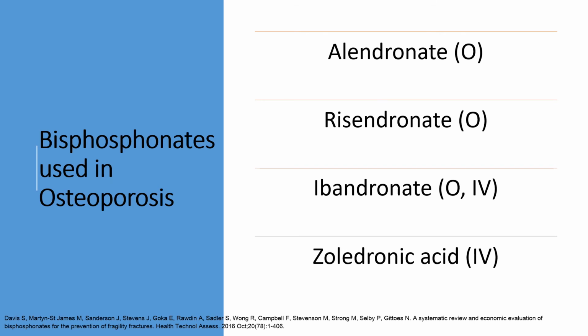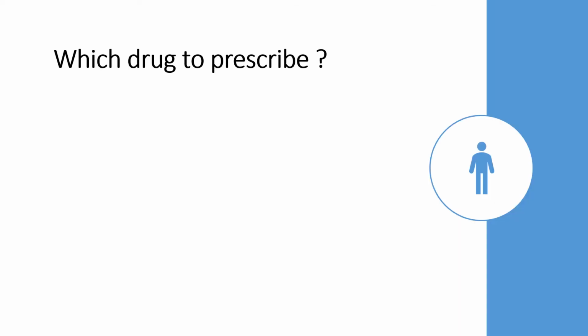As compared to that, risedronate and ibandronate are monthly preparations, and you have to take only one tablet every month. If you give ibandronate intravenously, then you have to give it every 3 months. And zoledronic acid is a 5 milligram infusion which is to be given once every year. So it all depends on the patient's condition and affordability, and then you have to decide after discussing with the patient what kind of route you are going to follow.